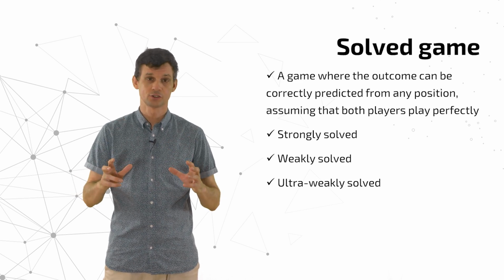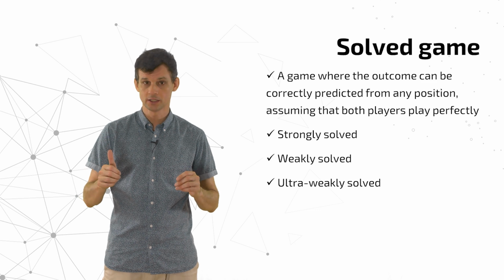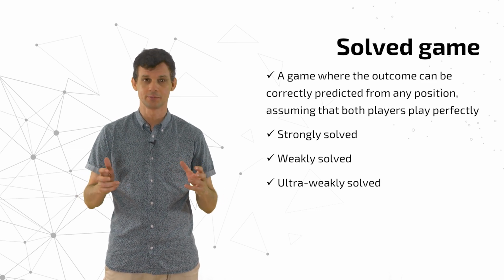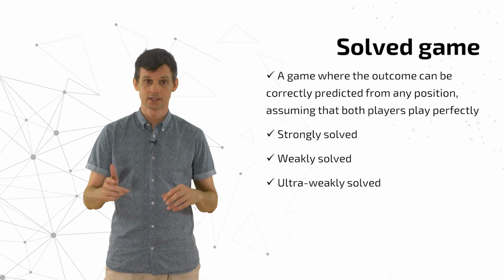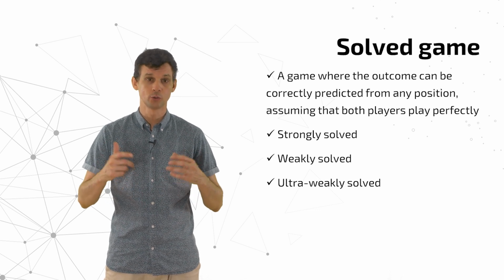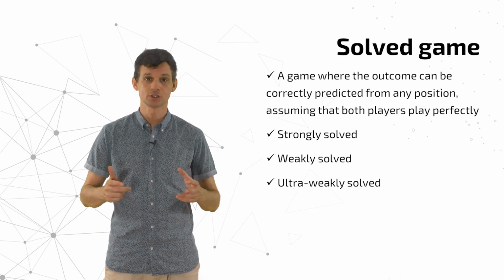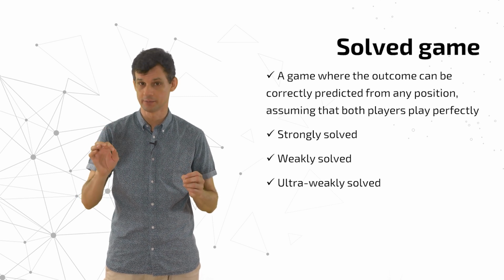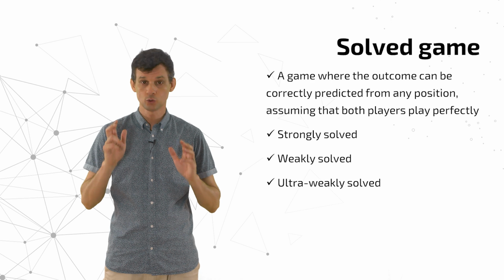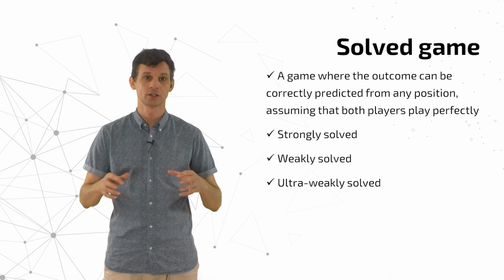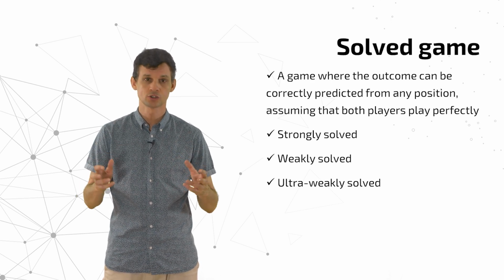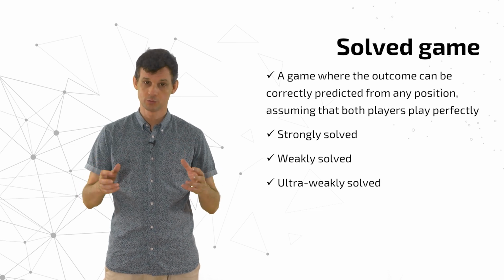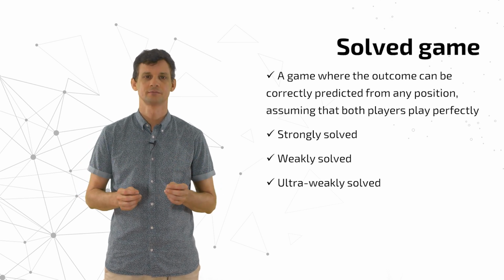There are 3 levels of solved games. The strong one has an algorithm that makes perfect moves from any position in the game. The weak one has an algorithm where one player will win or draw against any possible moves by the opponent, and this one is from the beginning of the game. The third one, the ultra weak level, shows whether the first player will win, lose or draw from the initial position, provided that both players play perfectly.